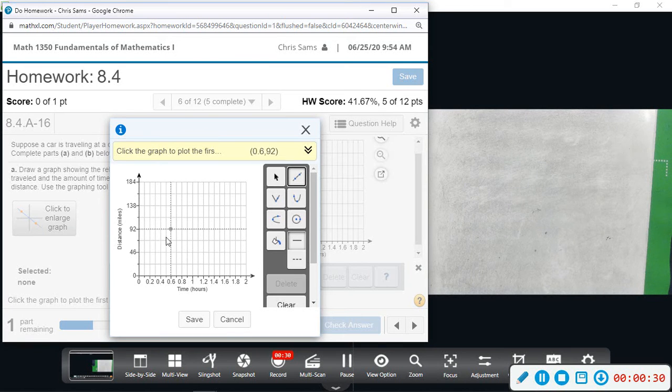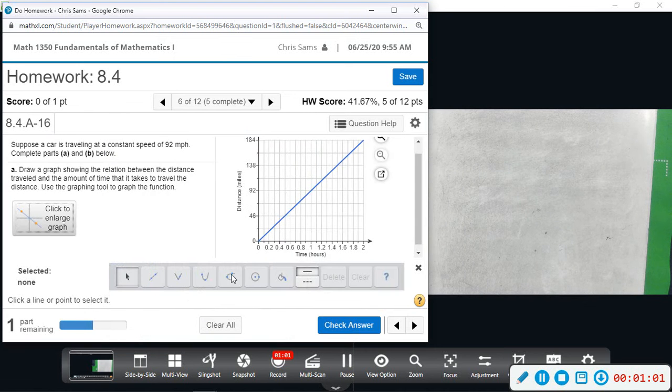it's going to be a line. We're going to start at 0 because at 0 time we've traveled 0 distance, a distance of 0 miles. And since we're going 92 miles per hour, that means at 1 hour we will have traveled 92 miles. So I'm just finding the intersection of the 1 hour. The bottom is labeled in hours, and the vertical axis is labeled in distance. So at 92 miles per hour, you will travel 92 miles in 1 hour.